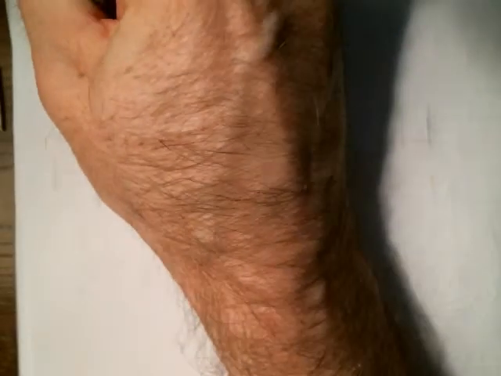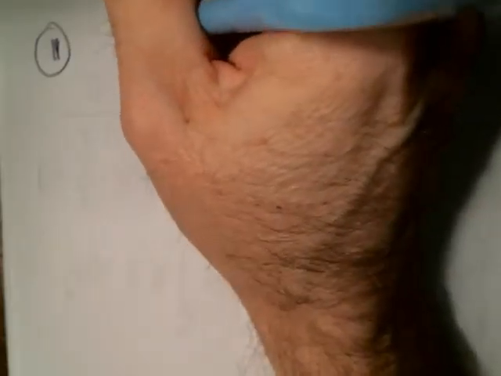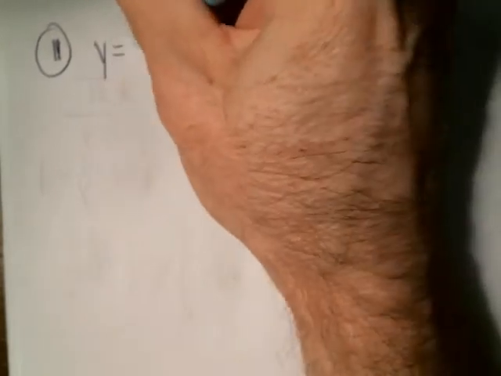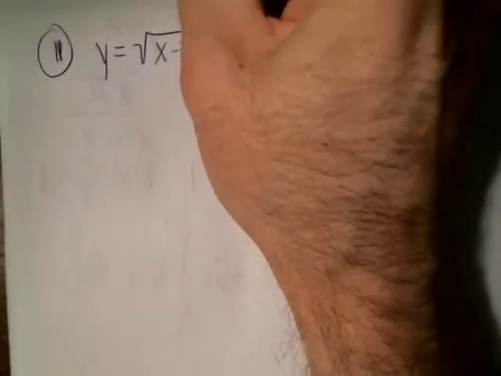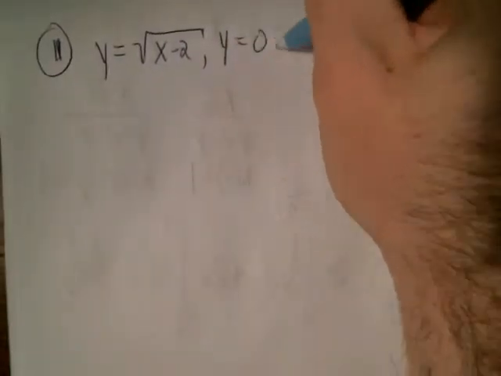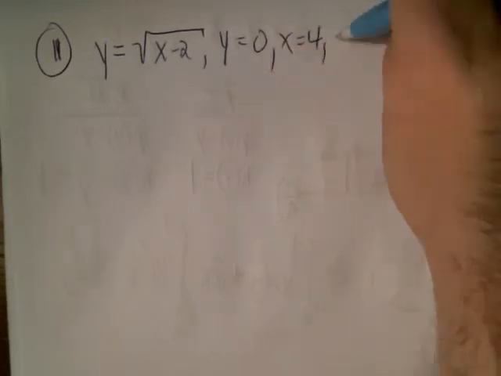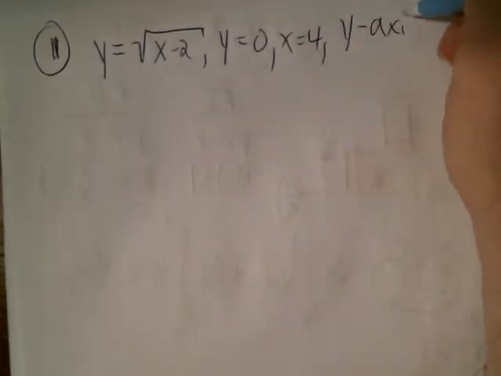All right. So, anyways, let's get to business here. This is problem 11 from the book, as usual. Let's take a look at this region. y equals square root of x minus 2, y equals 0, x equals 4. I want to do a y-axis rotation.